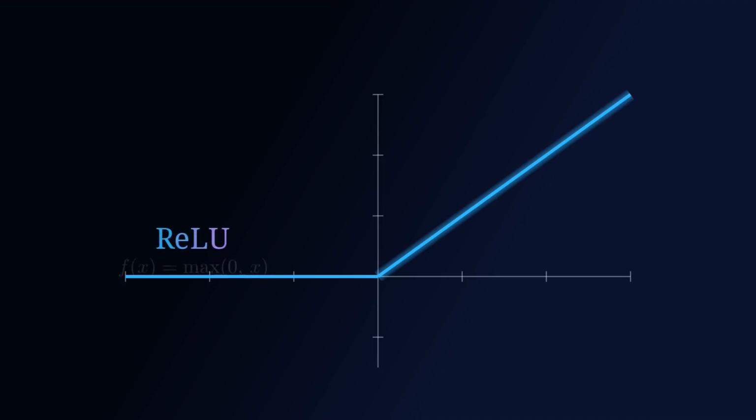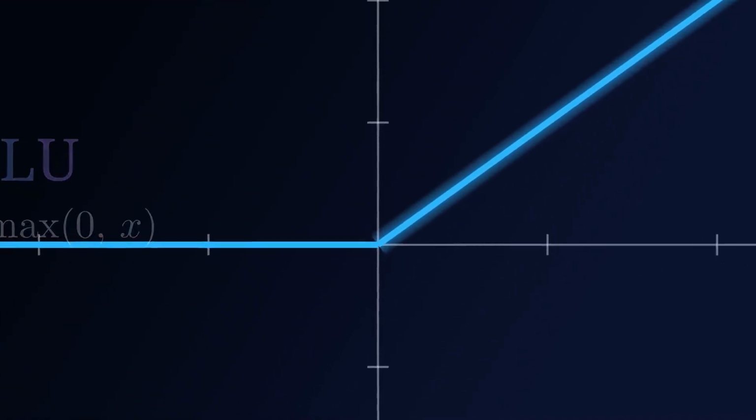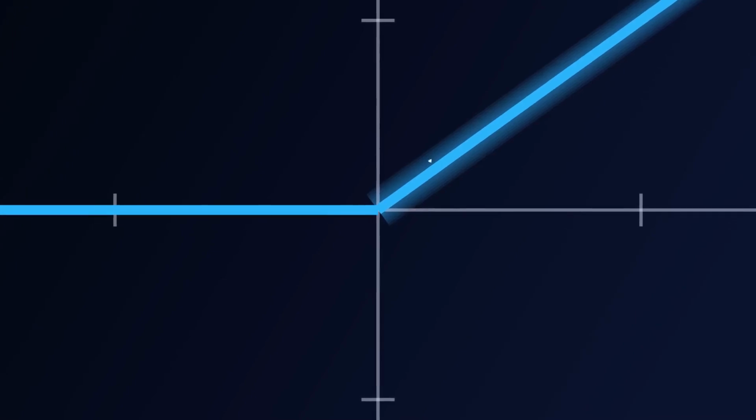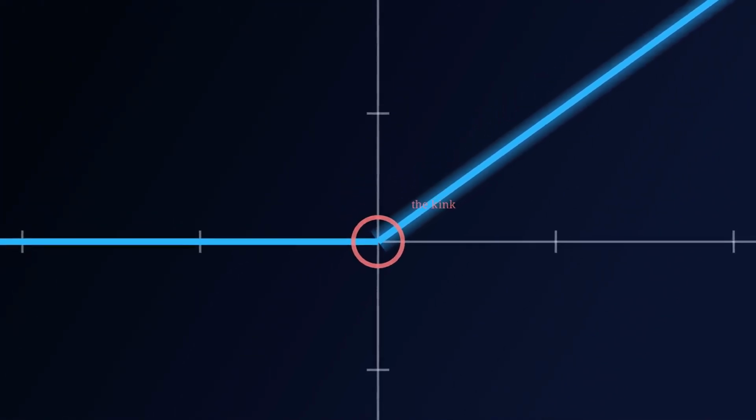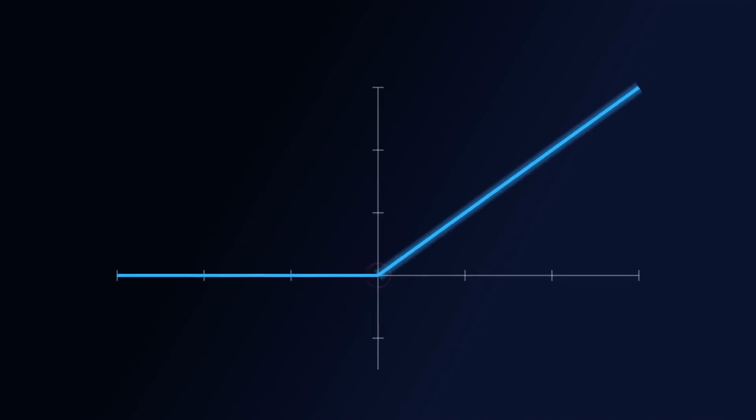Enter the rectified linear unit, or ReLU, the workhorse of modern deep learning. Its idea is almost brutally simple. If the input is negative, output a flat 0. If the input is positive, just pass it straight through, unchanged. Notice it isn't a smooth curve at all. It's two straight pieces meeting at a sharp hinge at the origin. That single kink is the entire nonlinearity. It turns out one sharp corner is enough to break the collapse we saw earlier.